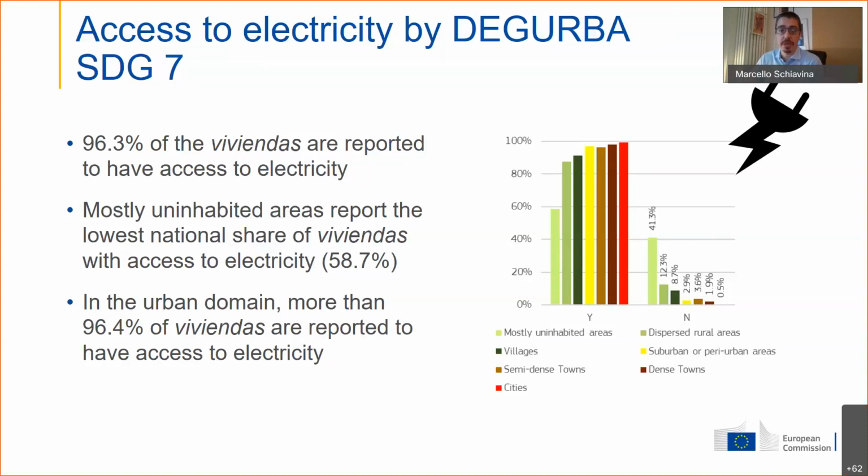In particular, mostly uninhabited areas report the lowest national share of viviendas with access to electricity, 58.7%.